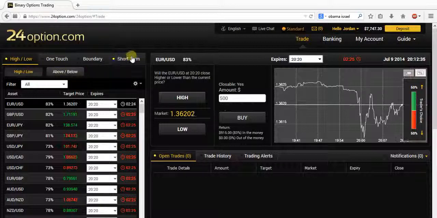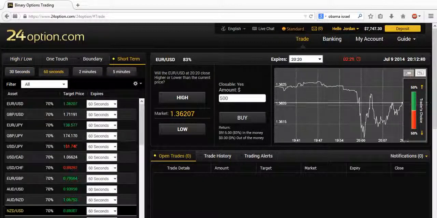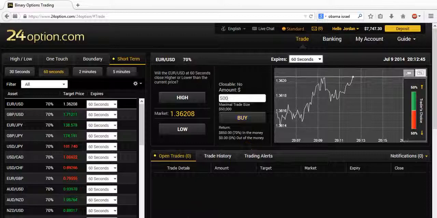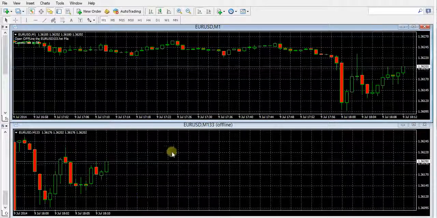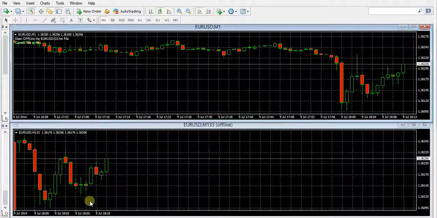Let me just make sure here I wasn't on short-term 60-second trading. Euro-US dollar. Okay, we may have confirmation of the trend here. But these are kind of smaller volatility, smaller price fluctuation, but it's starting to look good.